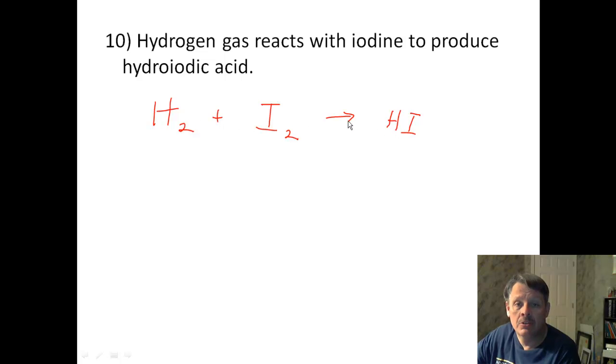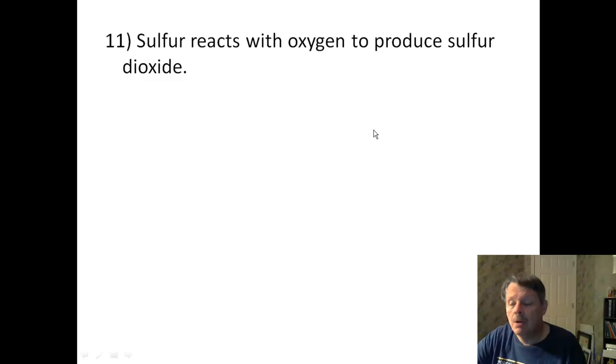2 hydrogens on the left, 2 on the right. I cannot change my subscripts down here. I'm not allowed once I've balanced them for charges, so I can only play with coefficients. So I now have 2 HIs, so I have 2 hydrogens, 2 iodines. I am great. All right, how about this one? Sulfur reacts with oxygen. Remember, oxygen is a Brinkelhoff element. It's diatomic.